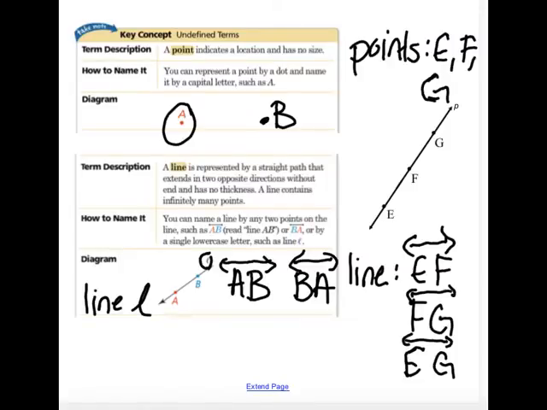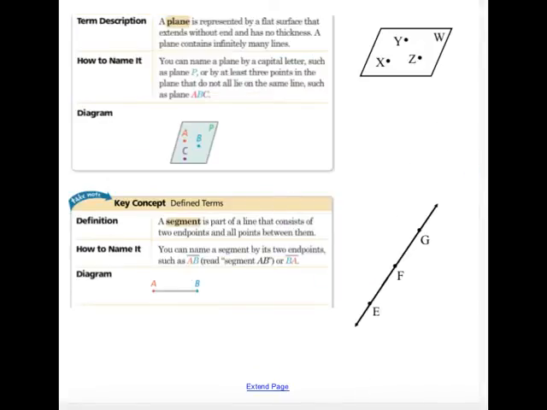Also, again, notice it has a smaller lowercase letter up top. I could also call this line P. So those are points and lines. Next, we have a plane. It's kind of a flat surface if you think about it, like a piece of paper, book, desk, anything like that. It goes on forever, just like lines in all directions.